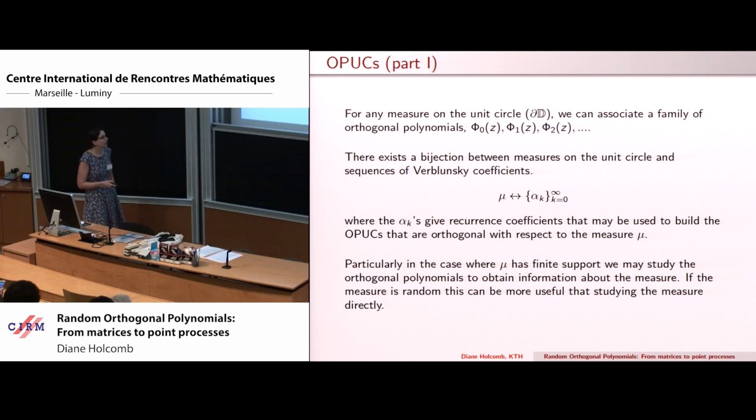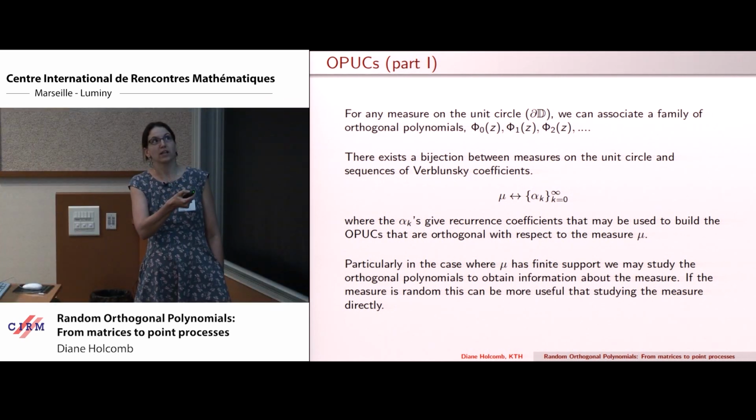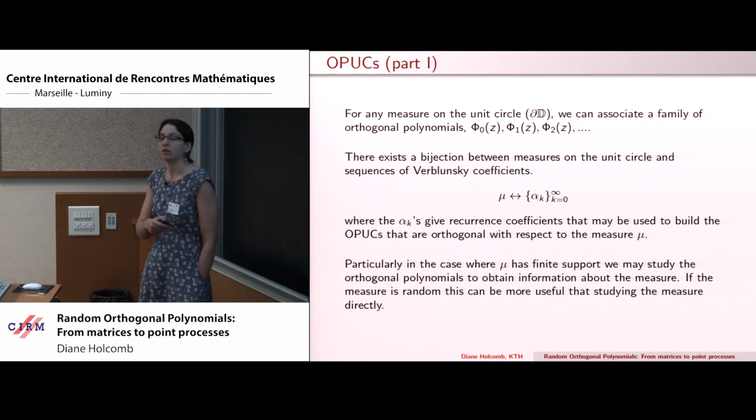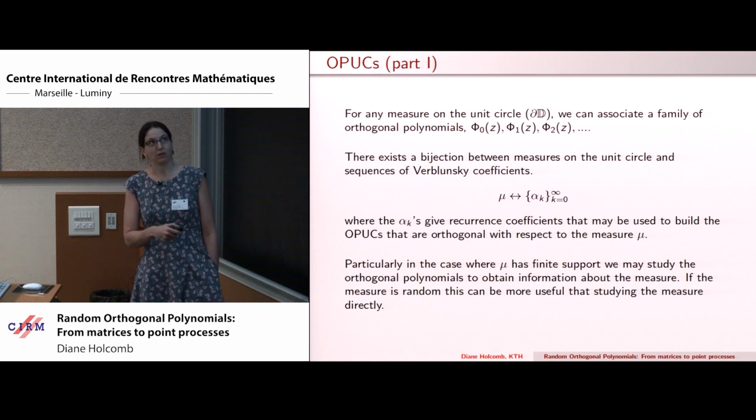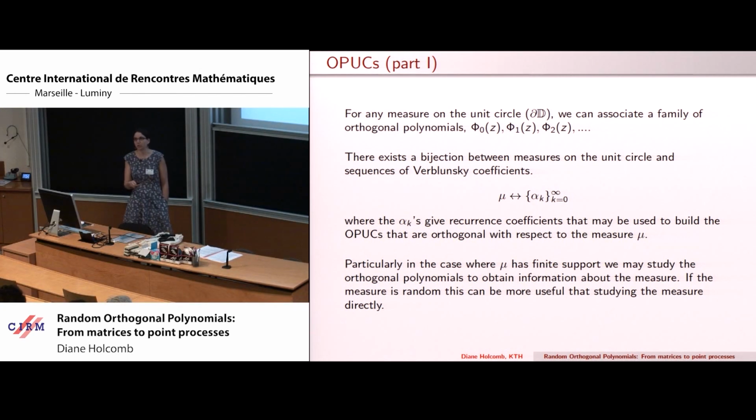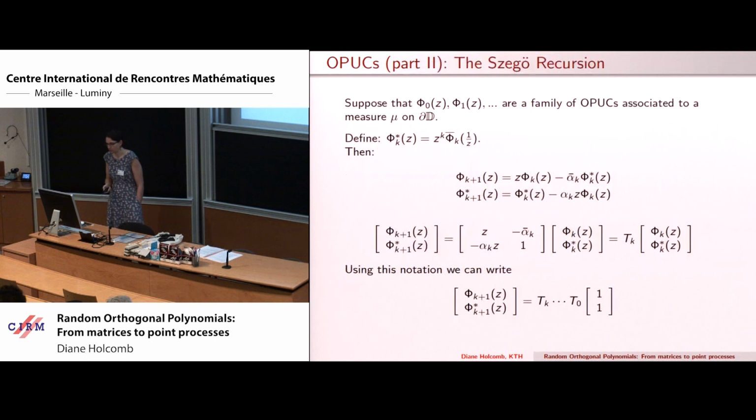One thing I want to point out is that if you have the case where mu is a finite measure, so for example, it's the spectral measure of a matrix, this whole story still works really well. In fact, in some respects, it works even better. You can still have these alpha k's, except you only have n minus one of them if you have an n by n matrix. And you can actually build one final polynomial, which will just be the characteristic polynomial of the matrix.